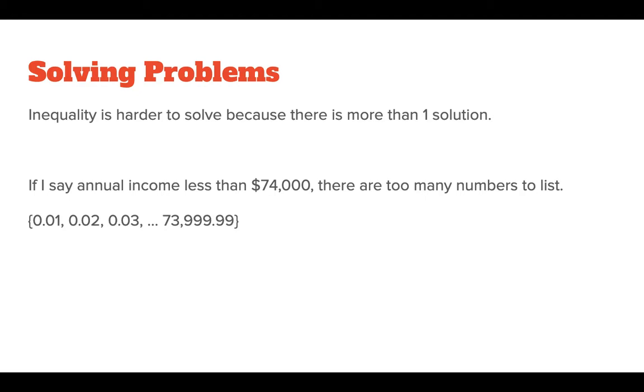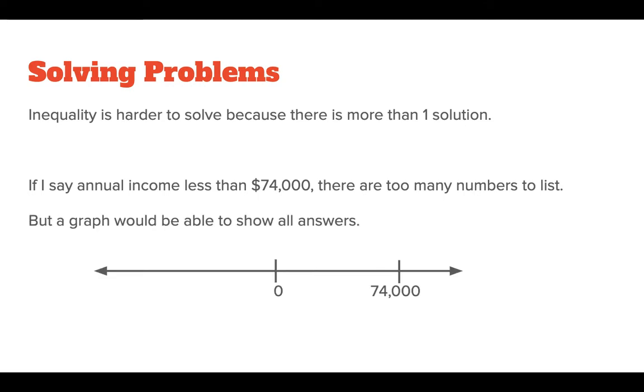So let's look at how to solve inequality problems. The reason it's different from an equation is there's more than one answer. In an equation, you can say x is 5 or x is negative 10. But if I say annual income is less than 74,000, I can't list all those possibilities out. 1 cent, 2 cents, 3 cents, all the way up to $73,999.99. It's unrealistic to make a list that long. So we have to have a graph to represent all of the possible answers here.